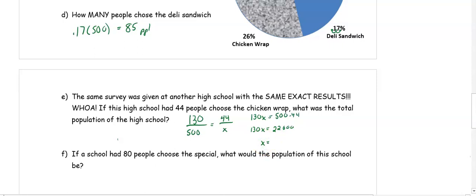When we divide, we get x equals 169.2. Remember, we can't have a decimal of people, so it'd be 169. Remember, you always round down when we are doing population.